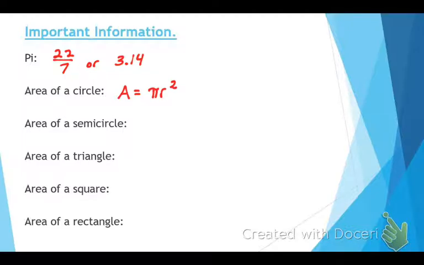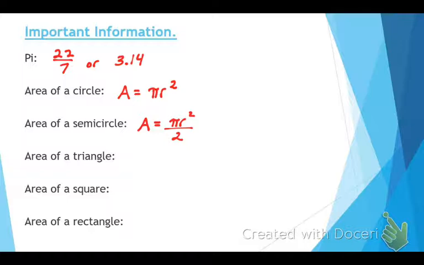Okay? Now, what do we know about a circle versus a semicircle? It's half. A semicircle is half. So what do I need to do to this formula? Just divide it by 2. We're going to cut it in half. So it's still pi r squared, that's the area of a circle, divided by 2, because I only need to know half of the area because it's half of a circle.